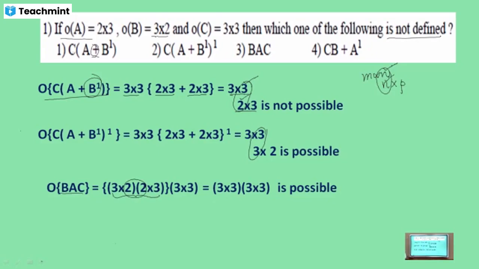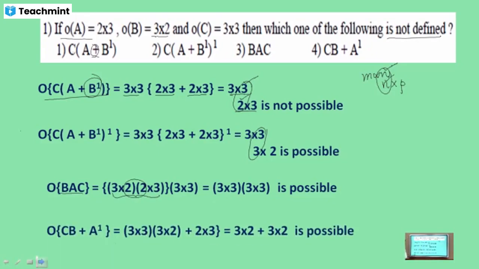Similarly, if you go to the fourth option, CB plus A dash. When we take CB, here they are equal. So the resultant matrix is 3 cross 2. 3 cross 2 plus 3 cross 2 is always defined. Hence our solution is the first option in this case.